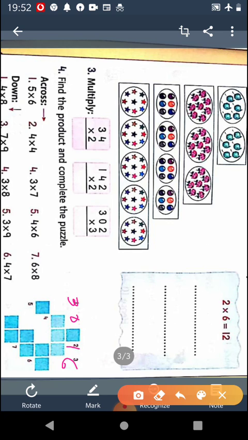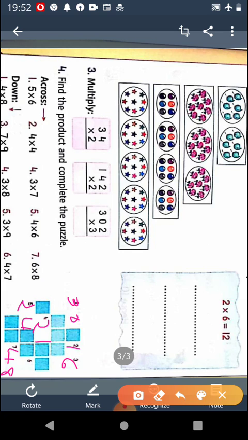Then fourth number is 3 into 7. 3 7s are 21. So 4 number is here, 21. Then fifth is 4 into 6. 4 6s are 24. So we write 24 here. And then 7 number is 6 into 8. 6 into 8 is 48. So we write 48 here.